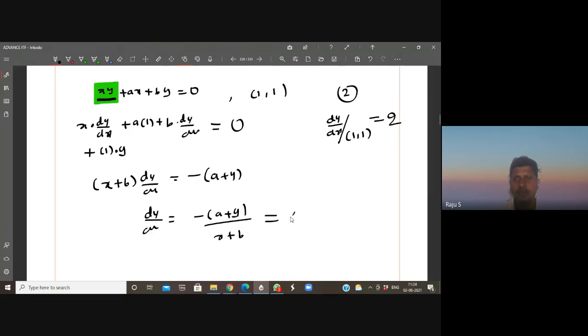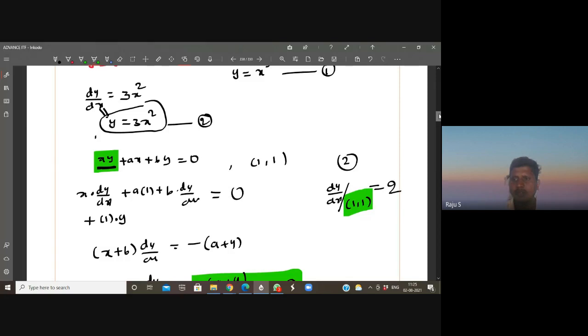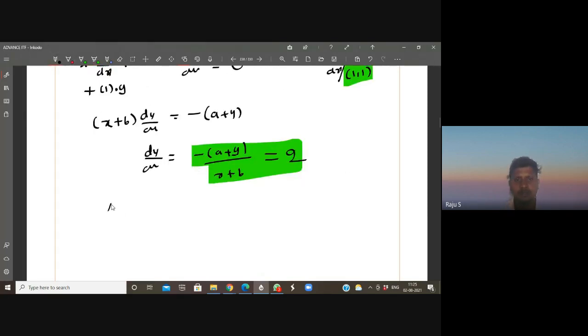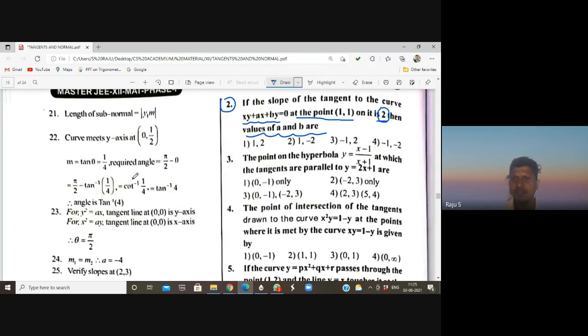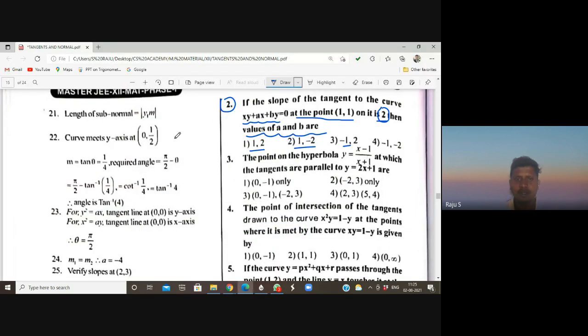This is clearly 2, as they have given the slope in the question. Okay, students, and this dy by dx we can find at 1 comma 1. Substitute at 1 comma 1: minus of a plus 1 by 1 plus b is equal to 2. This is the condition we got. For what values of a comma b is this equation satisfied? a plus 1 by b plus 1 is equal to minus 2.